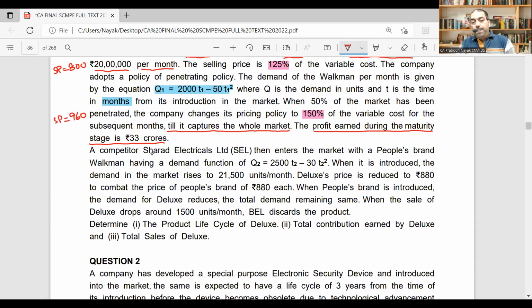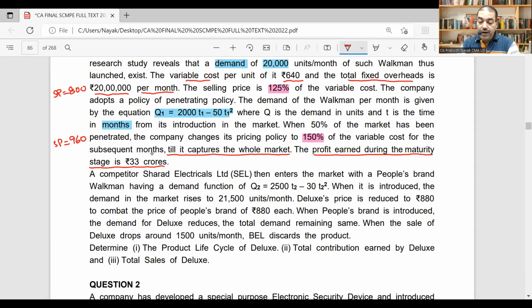Now, next one, we come to the second para. A competitor, Sharad Electricals, then enters the market with a People's brand, having a demand function of 2,500 T minus 30 T square. So this is the equation of the competitor, not our equation. Our equation is Q is equal to 2000 T minus 50 T square. Competitor's equation is 2500 T minus 30 T square. That is the competitor's calculation. When it is introduced, the demand in the market rises to 21,500.